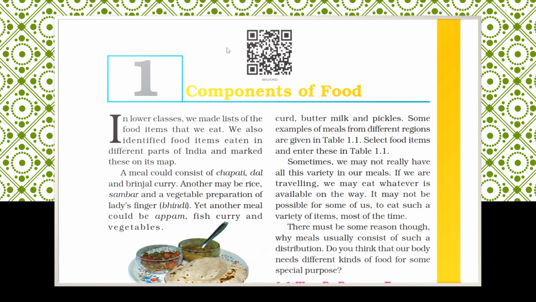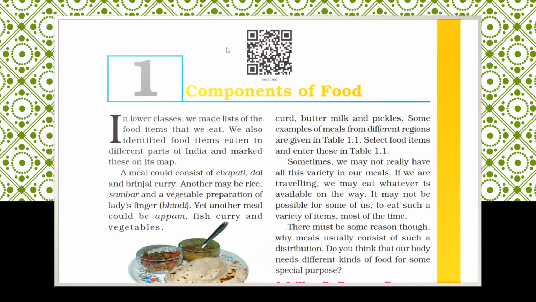So today we are going to learn about chapter number 1 from the class 6th science subject. The title is Components of Food. This textbook is not the newer one. This is not the new version, but yes, this textbook is nowadays being used in the classes. So chapter 1 is Components of Food.